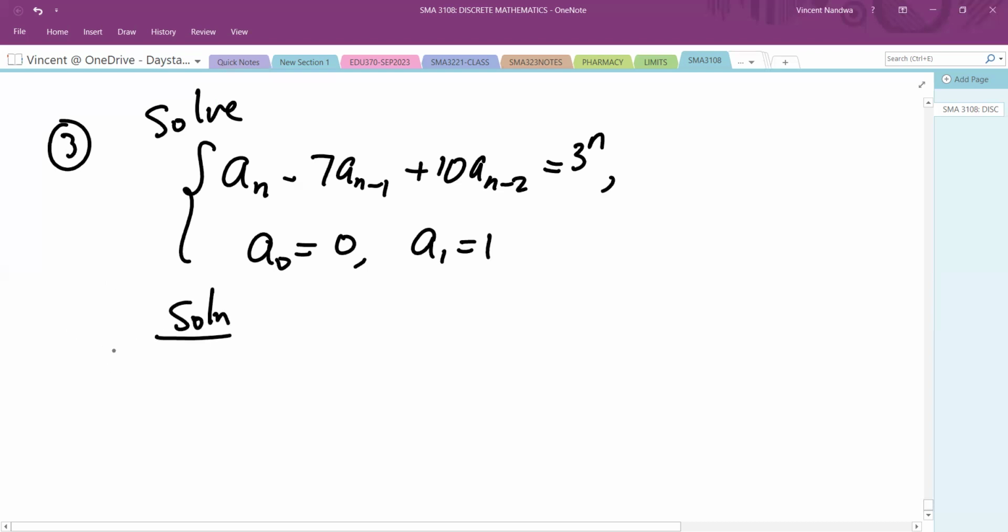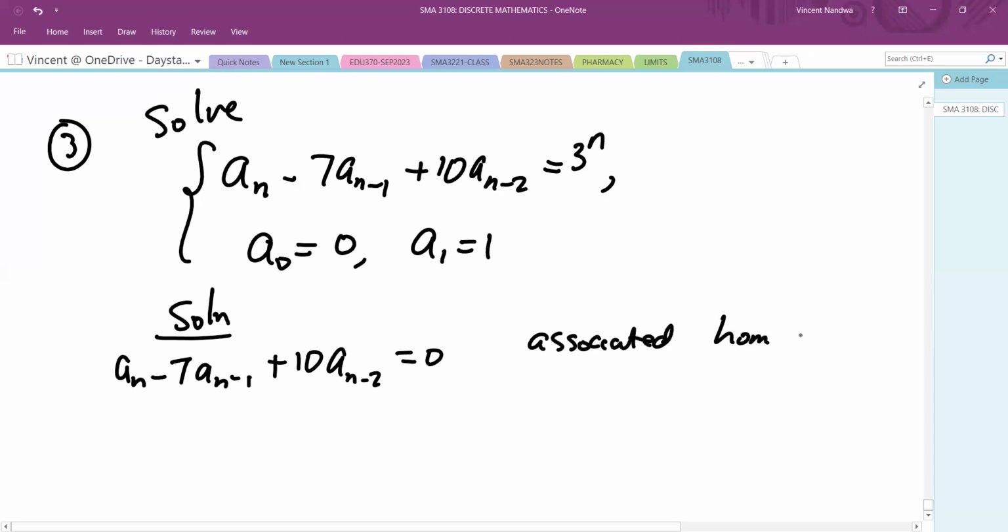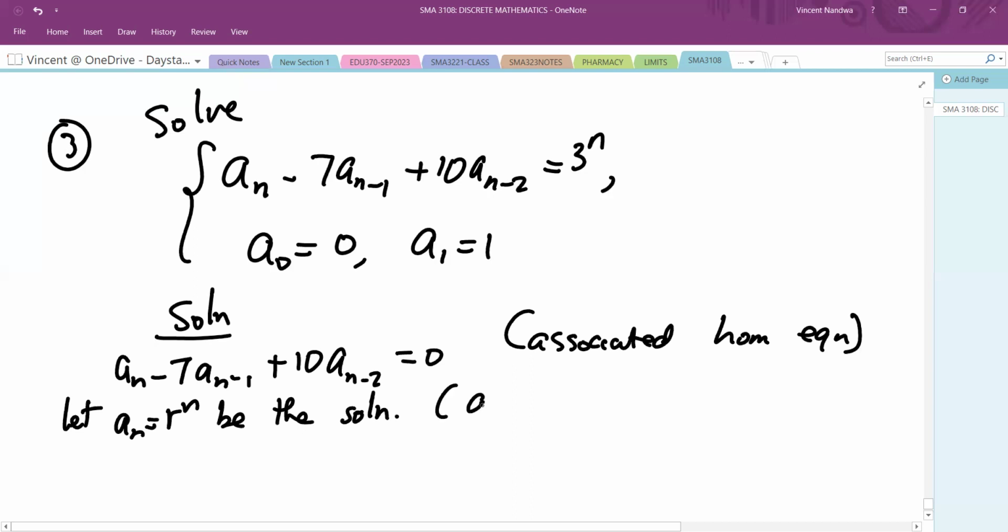The first step is the homogeneous solution. So we solve a_n minus 7a_(n-1) plus 10a_(n-2) equals 0. This is the associated homogeneous equation. To solve this, we let a_n equals r^n be the solution. So by doing this, a_(n-1) will be r raised to the power n minus 1, and a_(n-2) will be r raised to the power n minus 2.